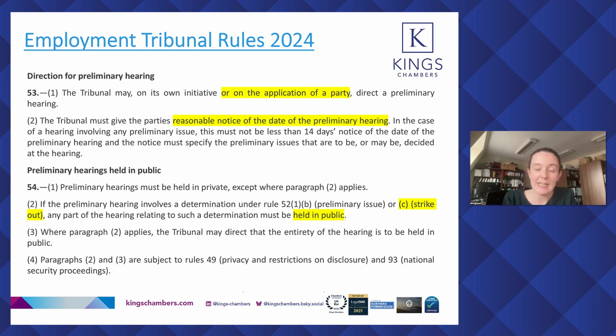Firstly, it's less likely to get missed by tribunal staff who may not be reading ET3s with a fine-tooth comb, but also it flags that need to have a public preliminary hearing and to have sufficient notice, both in terms of time and in terms of what the content of the application is going to be. So what is reasonable notice?